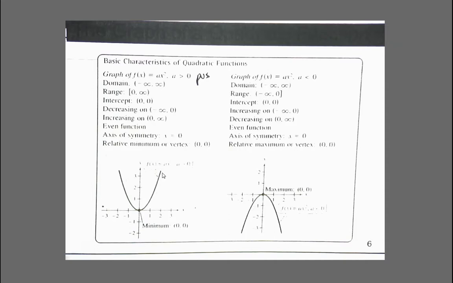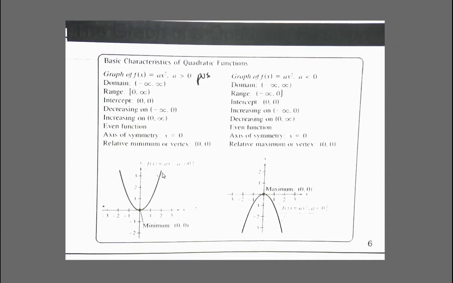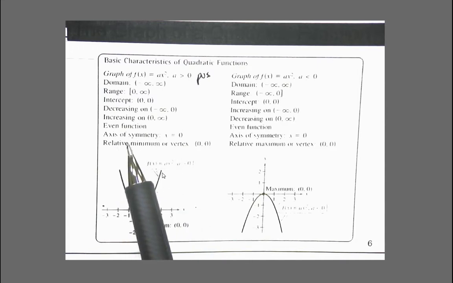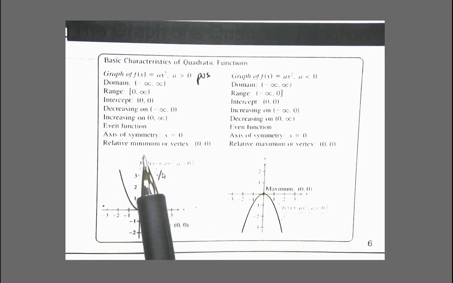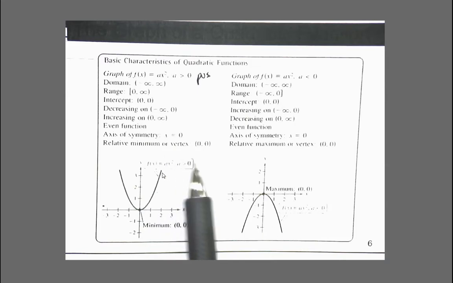We also learned from chapter 1 that it's even, because if I throw in a negative x and square it, I don't care what the number is, negative 5, negative 10, negative 1/2, when you square it, it comes out positive. So that's going to have symmetry around the y-axis, which is actually the equation x equals 0. And then we know we have a relative minimum at the vertex at 0, 0.